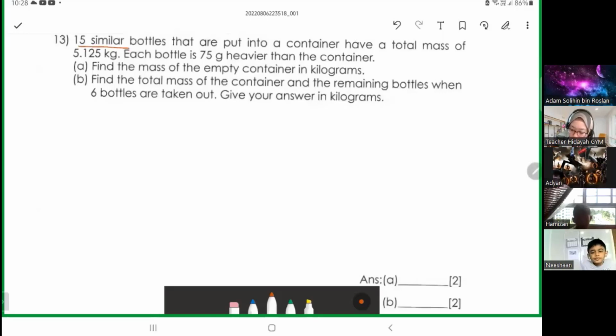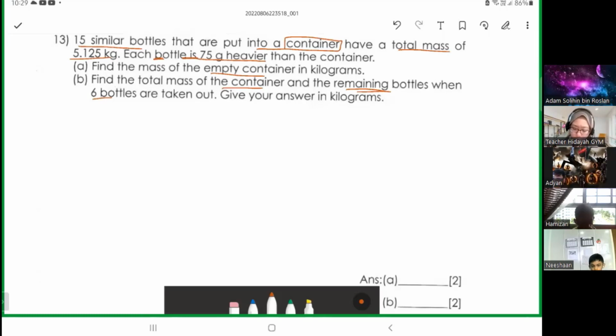15 similar bottles that are put into a container have a total mass of 5.125 kg. Each bottle is 75 gram heavier than the container. Find the mass of the empty container. Find the total mass of the container and the remaining bottles when 6 bottles are taken out. Give your answer in kilogram.